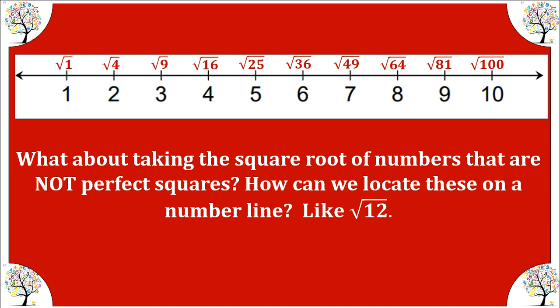Okay, but what about when we have a number like the square root of 12? As you can see, the square root of 1, the square root of 4, and so on. The square root of 1 is actually 1. The square root of 4 is 2 on our number line. But the square root of 12 is not a perfect square. So we're going to learn how to estimate about what the square root of 12 is on the number line.